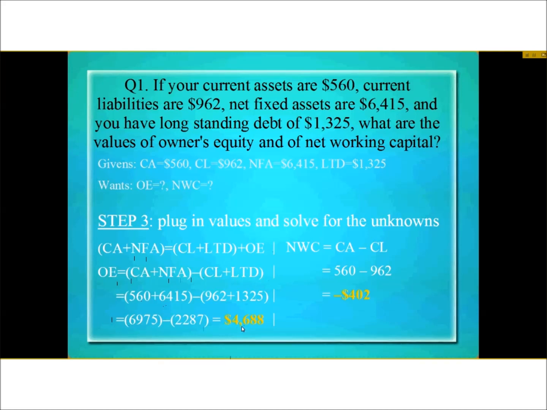A total of 4,688. So that's our value for owner's equity. And now net working capital. We said it was current assets minus current liabilities. So that's simply 560, which is our current assets, minus our current liabilities of 962. And that will give us a negative 402. Okay?